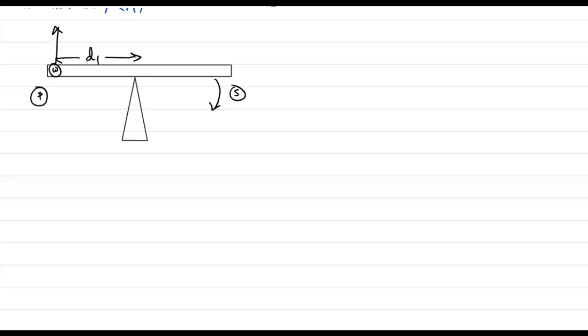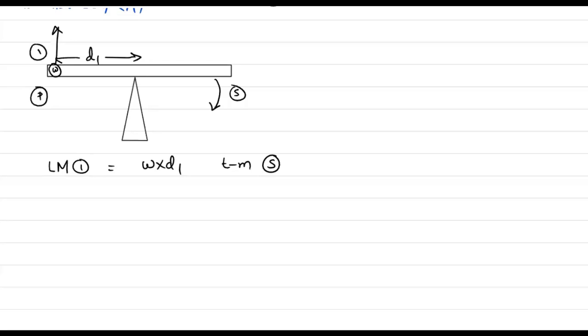So we can write like this: list moment will be W into D1, ton meter towards starboard, for discharge. This is list moment 1, that is if I discharge.